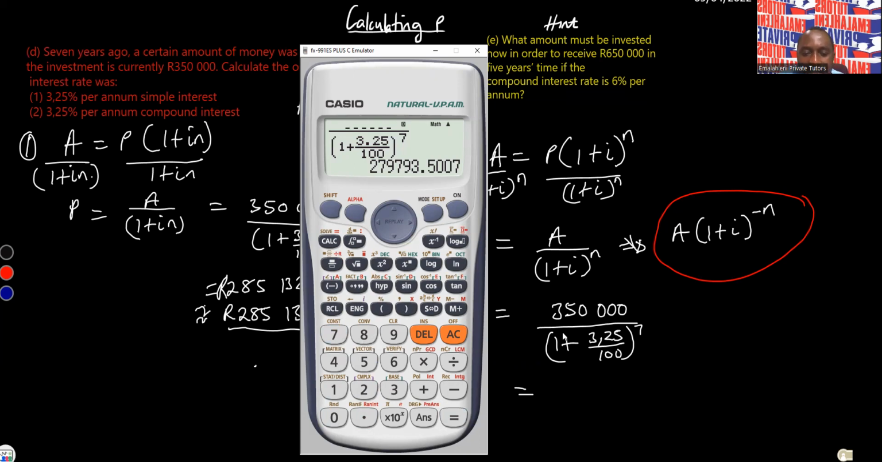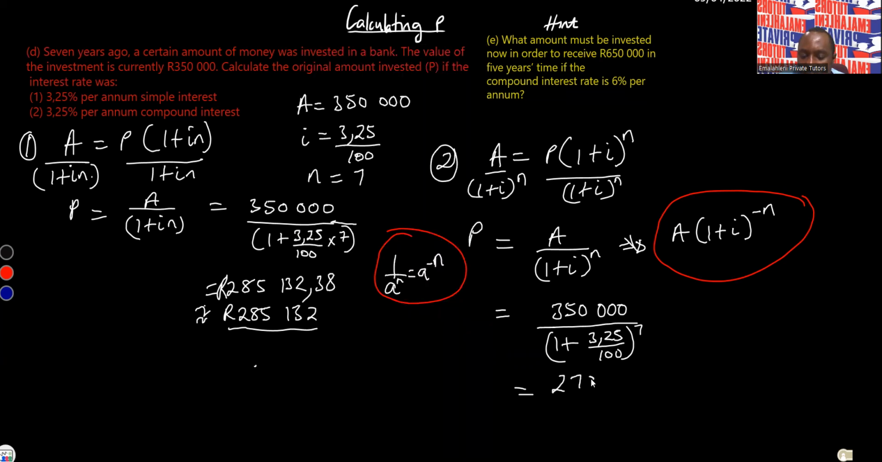We get 279,793.50. So if you round off to the nearest whole number, it should be equal to 279,794. So this is the amount that was invested, and you can see that there isn't a huge difference between these two numbers. So that's also a guide when you're doing your sums.